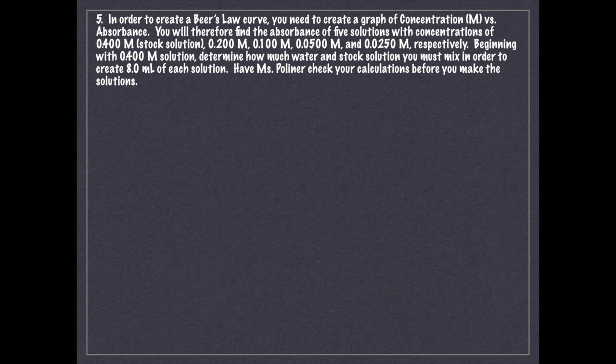Step 5. In order to create a Beer's law curve, you need to create a graph of concentration versus absorbance. Now, you already saw that in the pre-lab question. You saw what that graph's going to look like. Now, you're going to create one yourself. You will therefore find the absorbance of 5 different solutions with different concentrations, respectively. Beginning with a 0.400 molar solution, determine how much water and stock solution you must mix in order to create 8 mL of each solution. Have me check your calculations before you make the solutions.